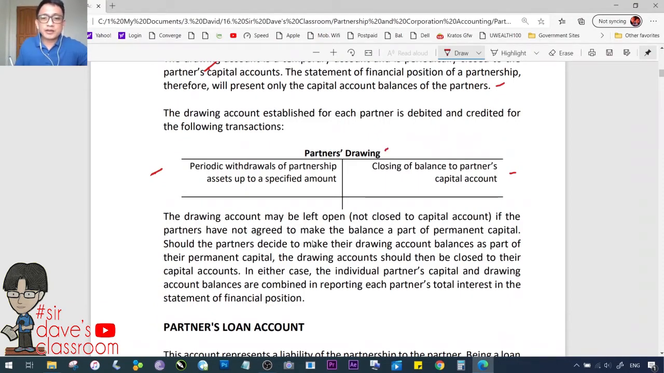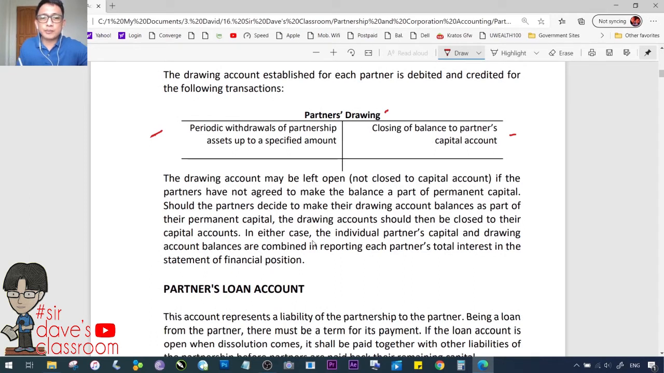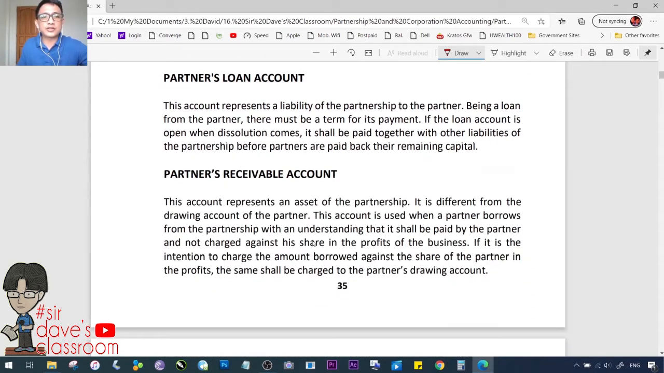The drawing account may be left open, not closed to capital account, if the partners have not agreed to make the balance a part of the permanent capital. Should the partners decide to make their drawing account balances as part of their permanent capital, the drawing account should then be closed to their capital accounts. Tulad ng binanggit natin dito kanina on how to close the drawing to the capital account. In either case, the individual partner's capital and drawing account balances are combined in reporting each partner's total interest. So, for purposes of determining partnership interest or partner's interest, it must be combined in the statement of financial position, balance sheet.